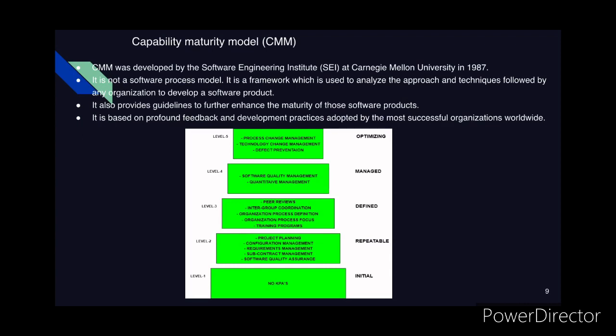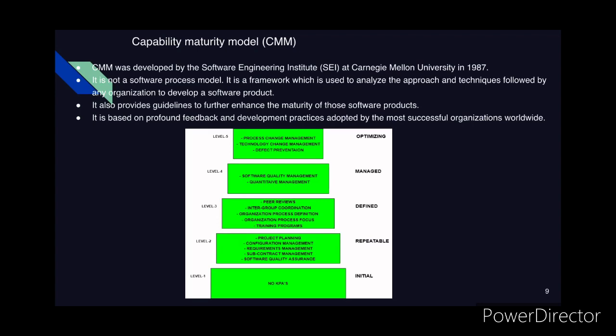Suppose some companies develop a software and they have a maturity level of 3. That means it can be said that the organization develops good quality software, because most of the key process areas are covered within level 3. Some organization may have level 2, some may have level 4. According to the quality of the software, they will get this label or standard according to the CMM.